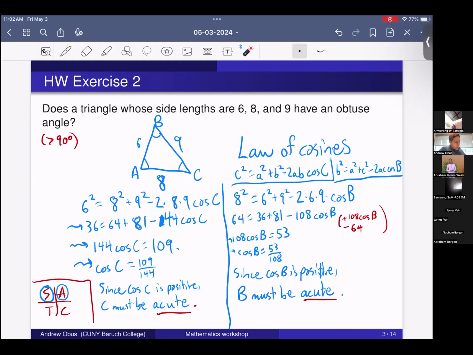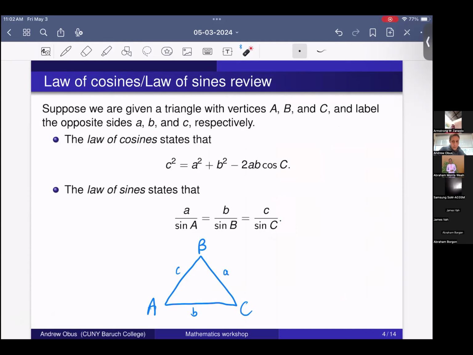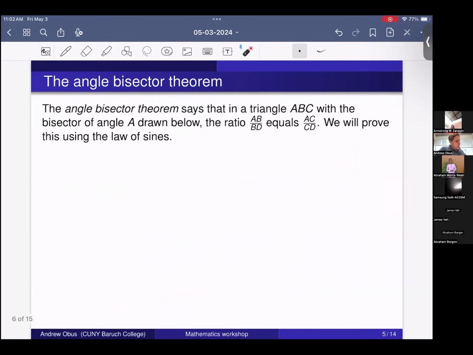Okay, great. All right, so that's it for homework. So this is law of sines and law of cosines. I'm going to skip the angle bisector theorem for now because I want to make sure we have enough time to do this exercise that I want to spend the rest of class doing. If we have time at the end, I'll go back to angle bisector, but probably we're going to save this for next week just because we started a little bit late. So I want to make sure that we get to everything else. So we're going to do this next week.